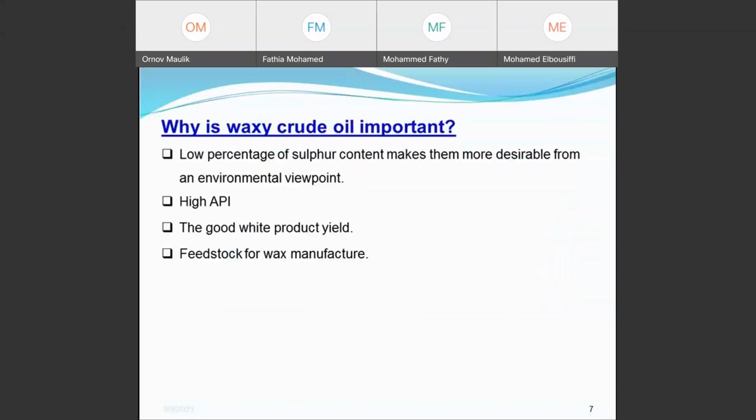The second question in this session: why is waxy crude oil important? The first thing is that it has low sulfur content, which makes it more desirable from an environmental viewpoint. Also, it has high API gravity, and a good white product yield using such crude oil. Also, it is a feedstock for wax manufacture.